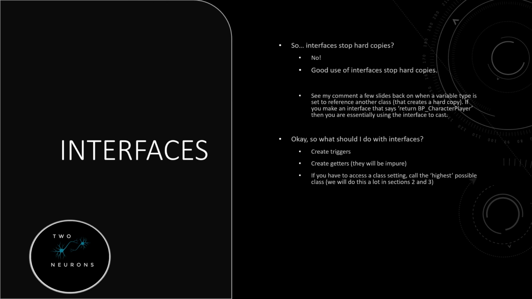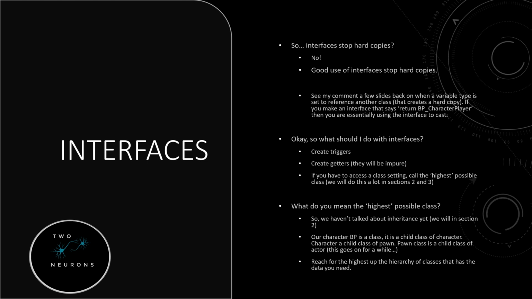So you might be going, wait, what's this highest possible thing? So I know we haven't talked about inheritance. We will do so in section 2. I can't quite remember where I plan to bring this up. But this is around inheritance. Our character, our BP first-person character, is a class. If you look at the top right corner of the BP file, it says character. That is what we are a child class of. That BP player character is a child class of character.